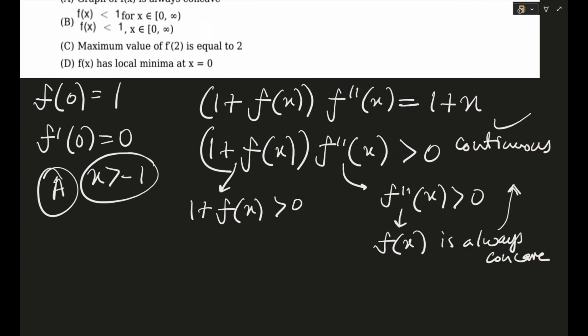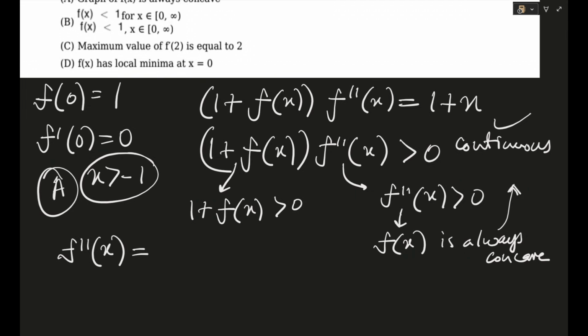Moving on, in the next option, they have said f of x less than 1 for x belongs to 0 to infinity and so on. So I guess for that, we will now focus on solving the equation. Okay, let's do one thing. I am writing f double dash x. Okay, not solving the equation right now. Solving the equation will actually be important in option number C.